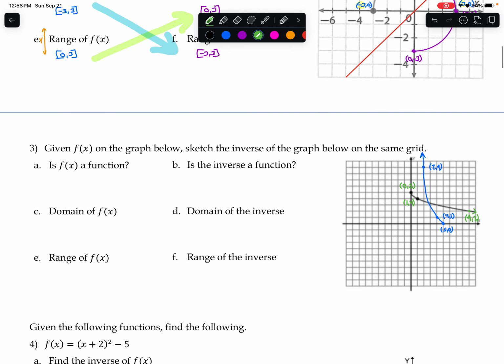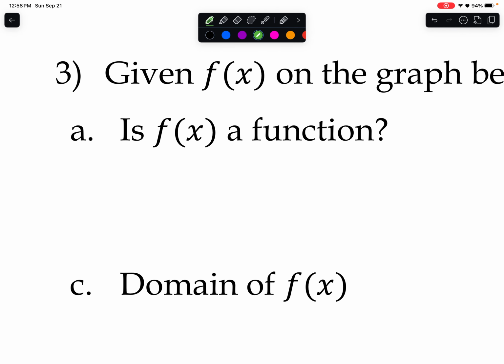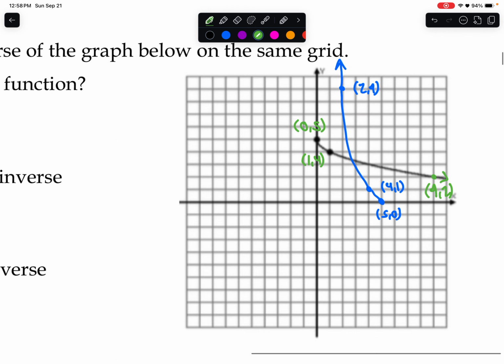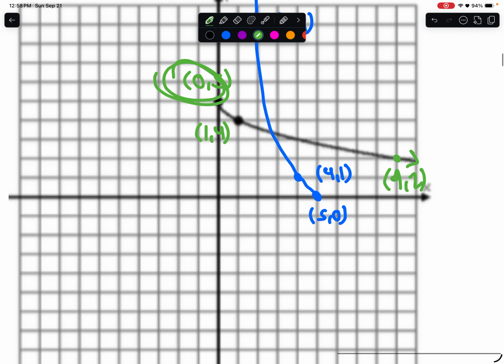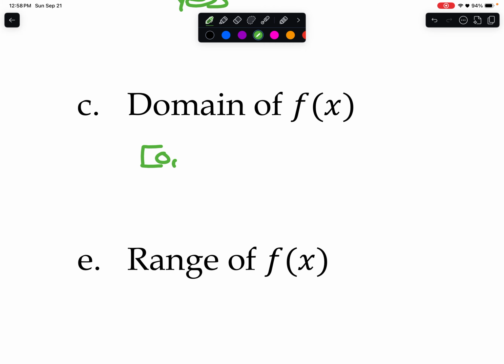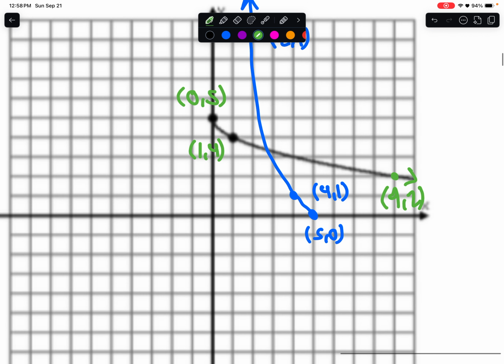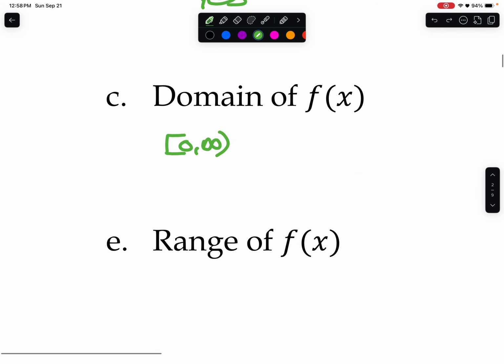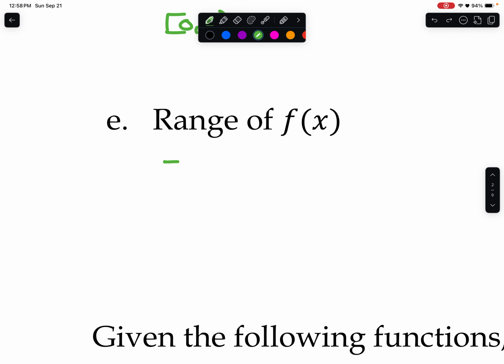So let's start with the original first. So is the original a function? Yes, it is. It passes the vertical line test. What's the domain of f of x? So the original, we start at 0, and then we're going to go on indefinitely. I'm going to go ahead and put that arrow there. So we're going to go from 0 to infinity. And then the range is going to go from 5, and then we're going to go down indefinitely since we're treating it like a square root function. So that means the range would be from negative infinity to 5.